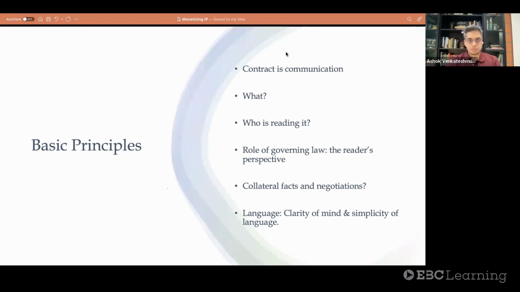So the reader's perspective, the notional third-party reader's perspective while reading the agreement, the lens through which he or she will read the agreement, that is the governing law. And while drafting the agreement, you have to be very mindful of how the governing law essentially affects the rights and obligations of the parties that you're defining within the agreement. Now, these 4 points bring us to the next point, which is collateral facts and negotiations.